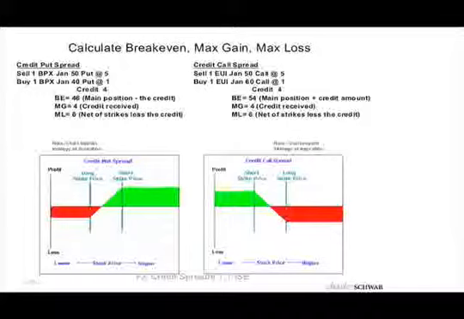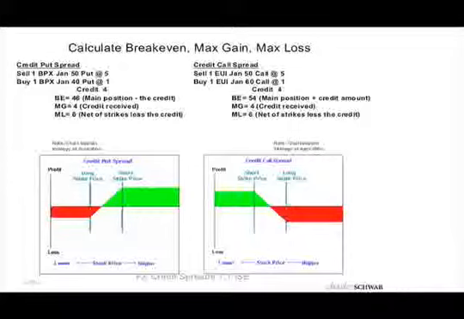Same thing as before. Where do I make my max gain? Well, my max gain occurs below the short strike price, in this case, the $50 call. Because once again, I want both the options to expire completely worthless so I can keep the entire credit. And that's only going to happen if the index is below 50 at expiration.